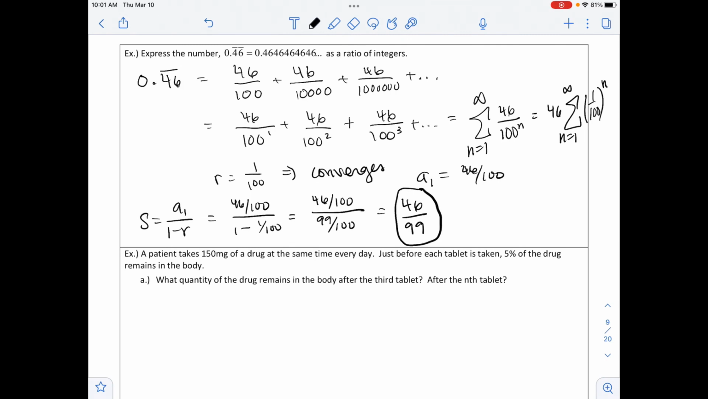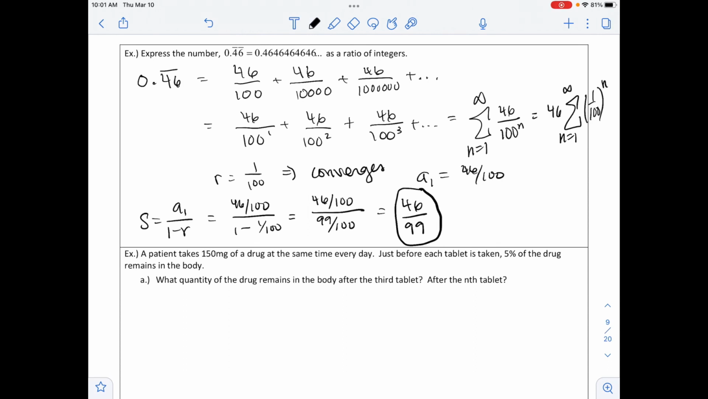So in order to rewrite this as a ratio of integers, we broke it apart and thought of it as a sum of adding together all these pieces, and then figured out that to find that sum of adding together all those pieces by using s equals a1 over 1 minus r, since this is a geometric series, and r is equal to 1/100, and our first value a1 is equal to 46/100, we were able to say the sum is equal to 46/99, which is a ratio of integers.